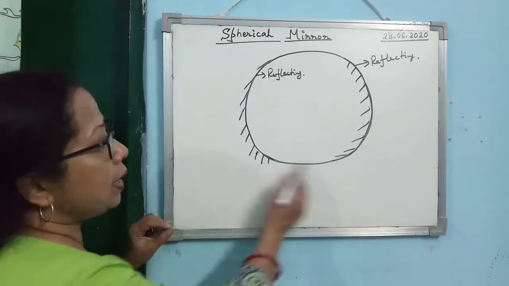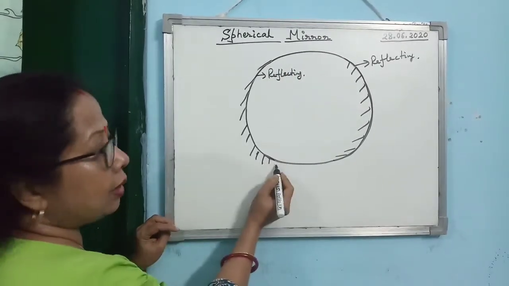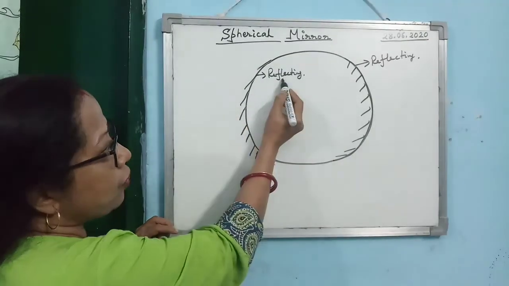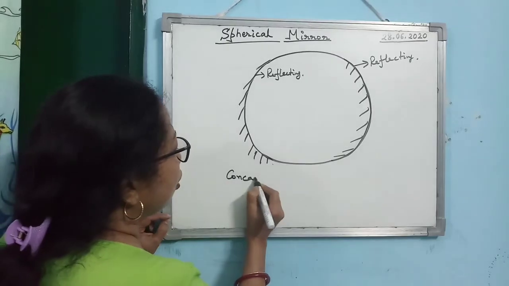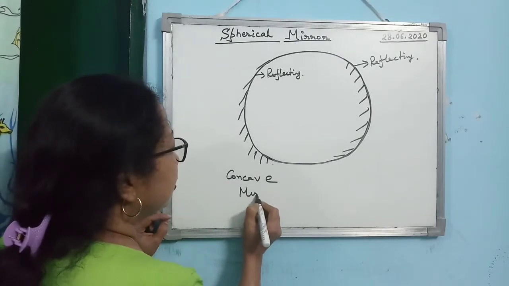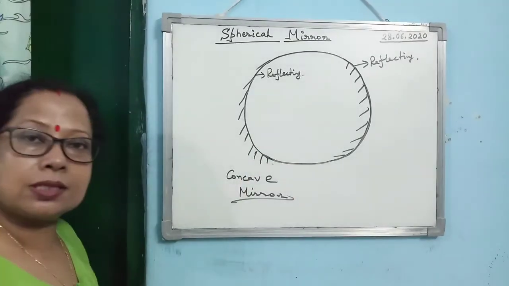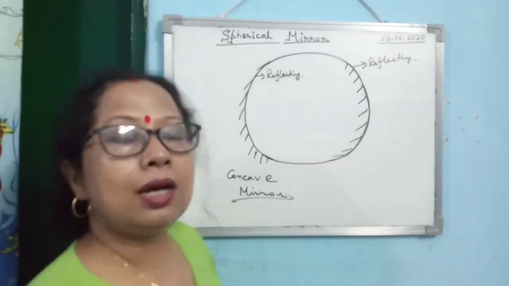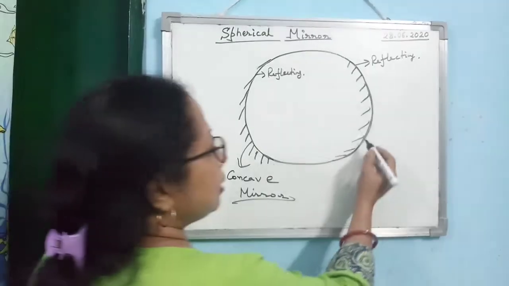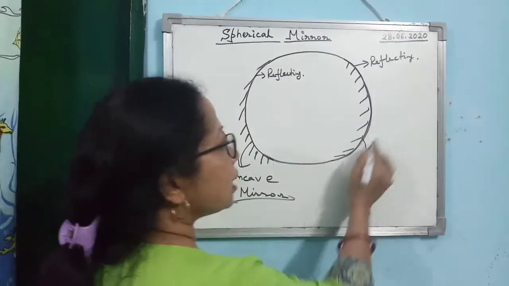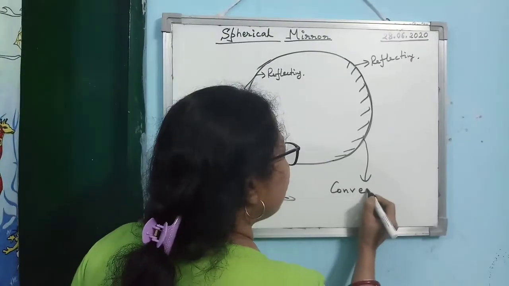Now there are two types of spherical mirror. So consider this spherical mirror whose inner surface is reflecting. Then this is known as concave mirror. This kind of mirror whose inner surface is reflecting is known as the concave mirror. So this is a concave mirror. But the mirror whose outer surface is reflecting, that is known as convex mirror.